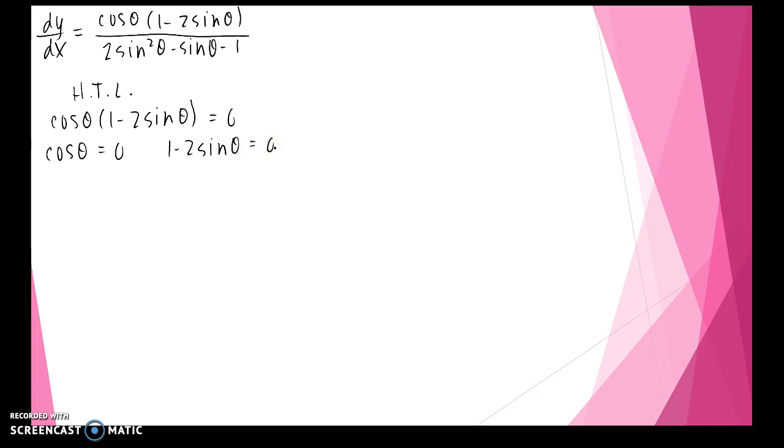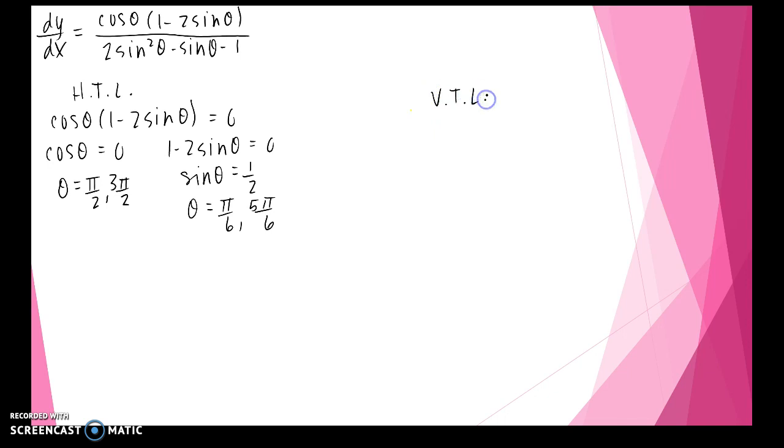So we'll look one rotation around the unit circle. Theta is equal to pi over 2, 3 pi over 2. Subtracting 1, dividing by negative 2, I would get sine theta is a half. So first and second quadrants, pi over 6 and 5 pi over 6.